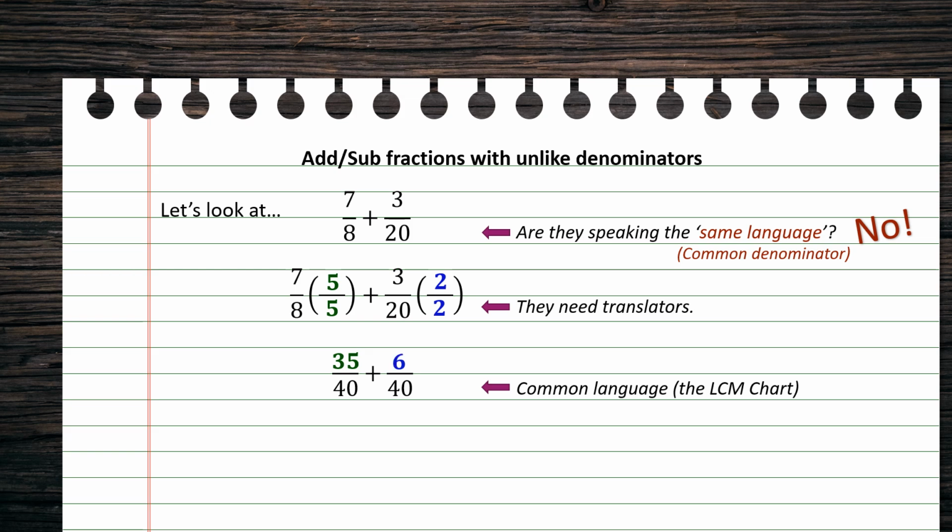Now our fractions are speaking the same language, so now we can add. And remember, when you're adding fractions, you keep the common denominator, and now you can add your numerators. 35 plus 6 is 41. And so that is your simplified answer.